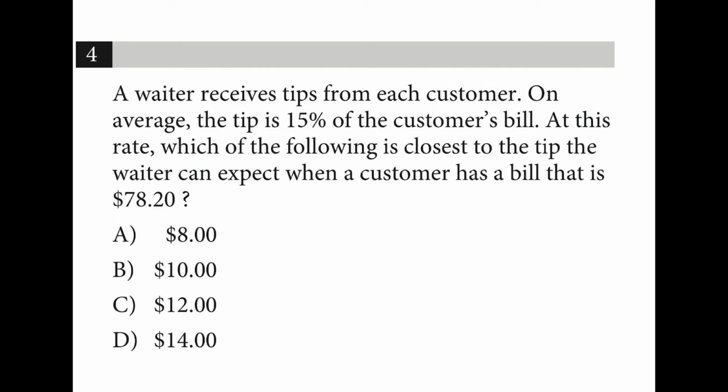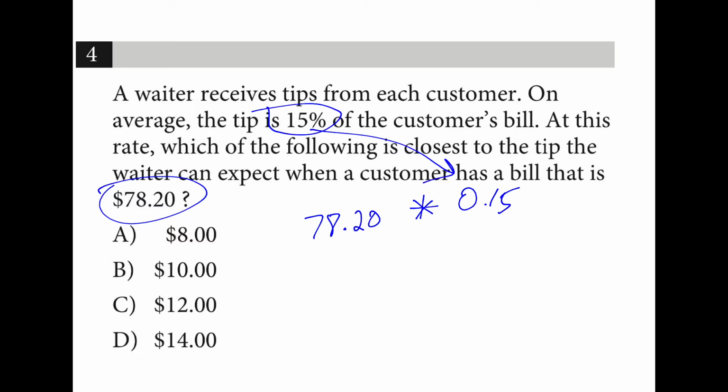A waiter receives tips on average 15%. So if the bill is $78.20, we're going to multiply this by 0.15. That's how you take 15% of it. You get $11.73, which is closest here to 12.